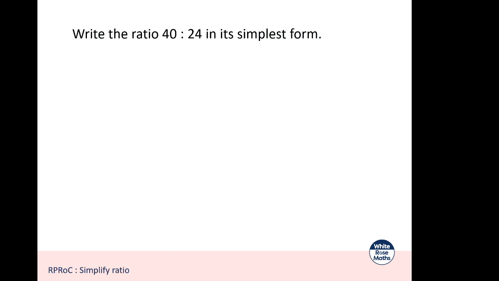So simplifying ratios again, another hot topic, guys. Write the ratio 40 to 24 in its simplest form. They're both even, so I can halve it. So I get 20 to 12. They're both even again, so I can halve it. I get 10 to 6. They're both even, so I can halve it. I get 5 to 3, guys.